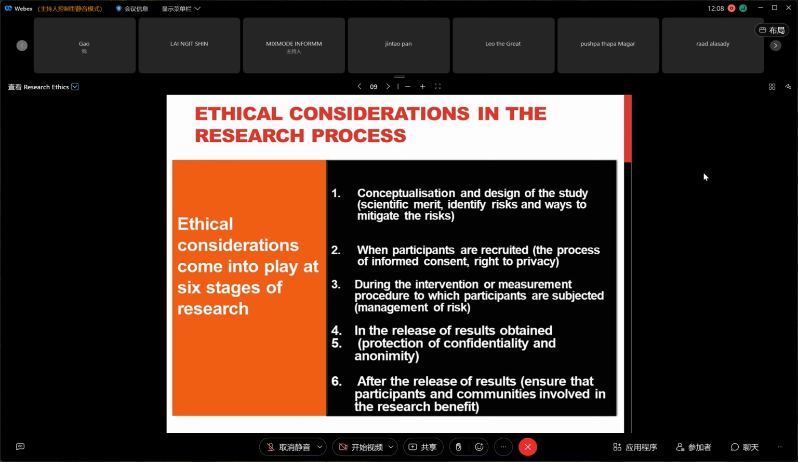And in the process, and after that, release the result, ensuring that the participants and the community involved in the research scope benefits. So this result will be shared with the other communities in the world. I think regarding your result, what the finding from your research.